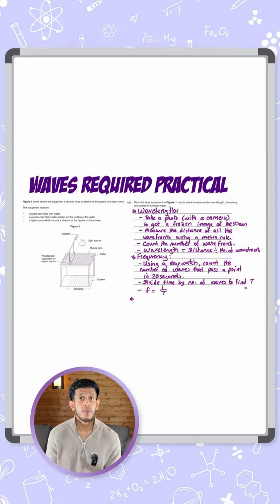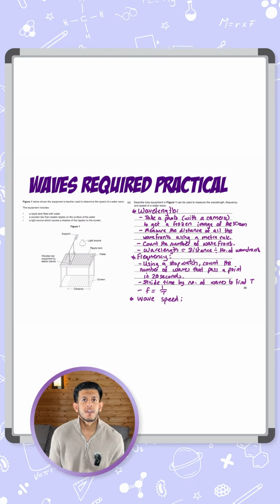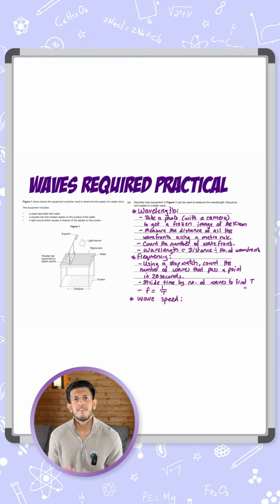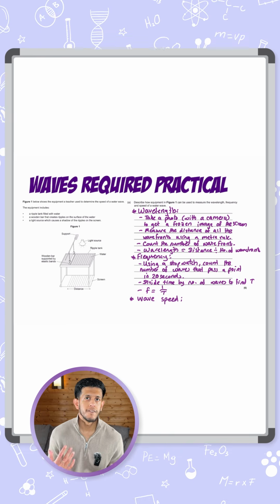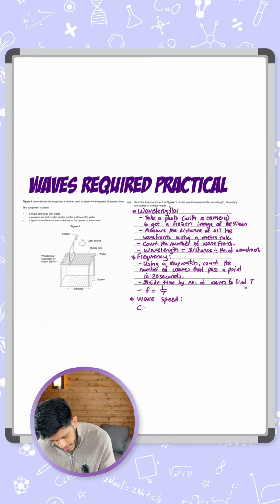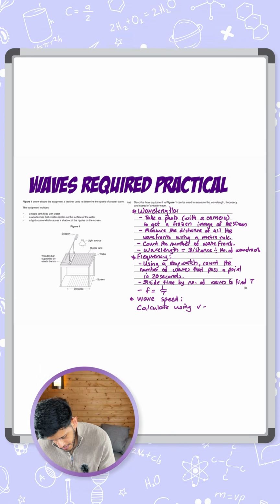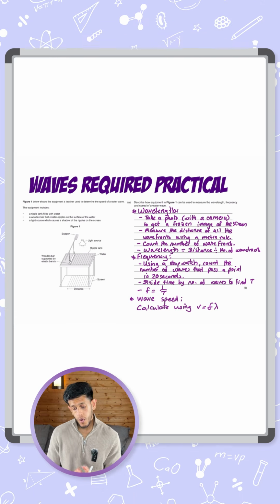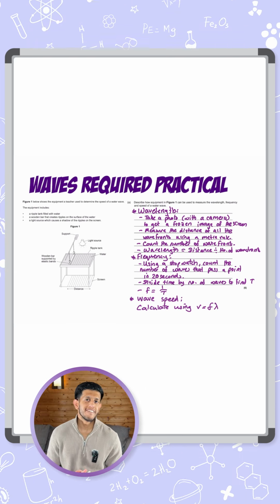So that's 2. Now we want to move on to wave speed. Okay, so now that we have the frequency and the wavelength, we can just use the wave equation because we know v equals f lambda. So I'll say calculate using v equals f lambda. And there you have it. Quite a few points we've written down there, but more than enough to get you your 6 marks.